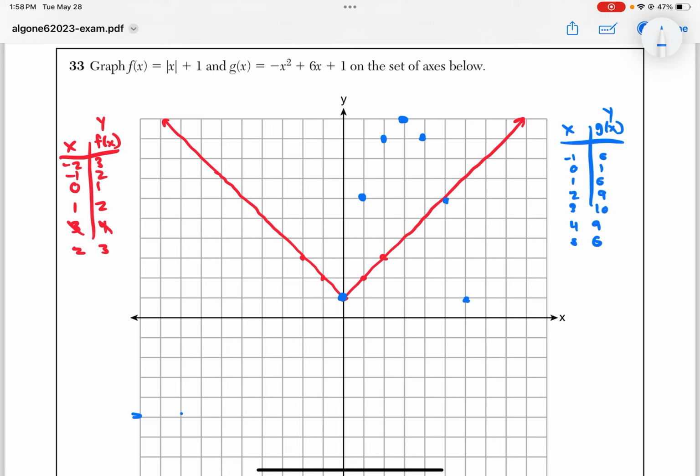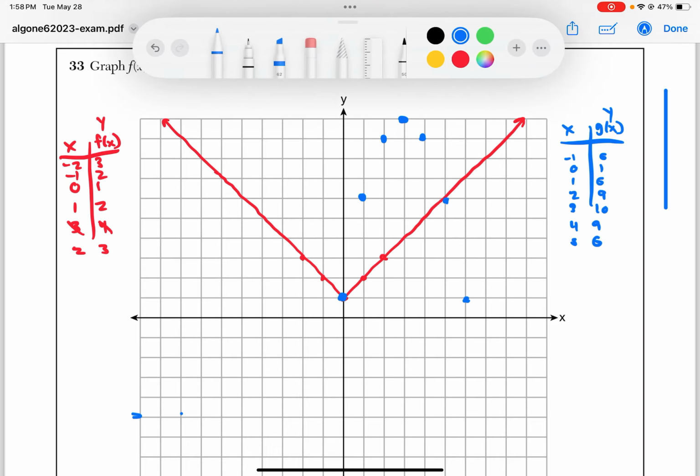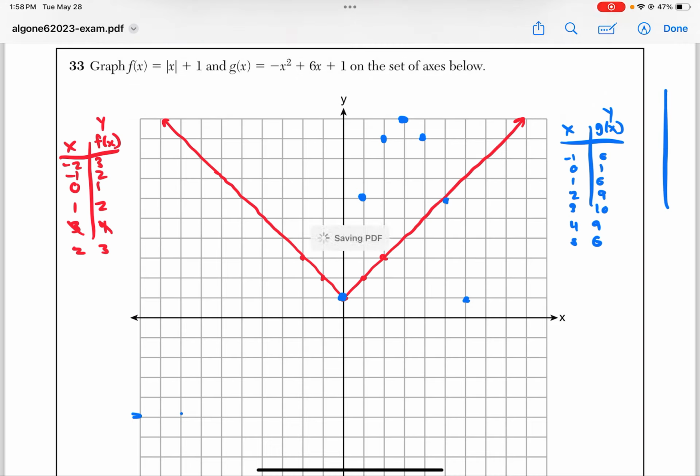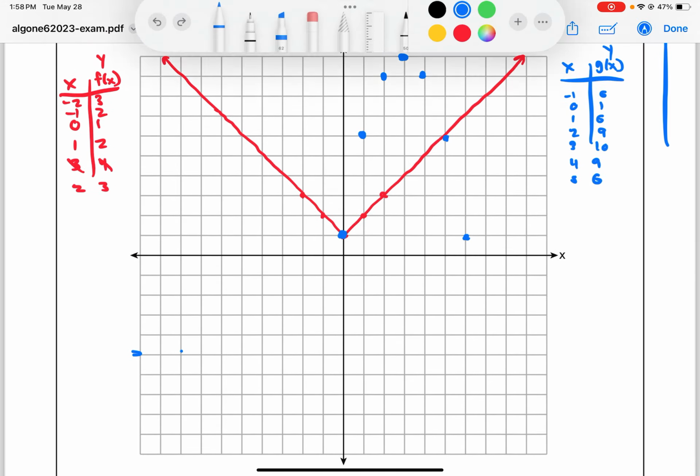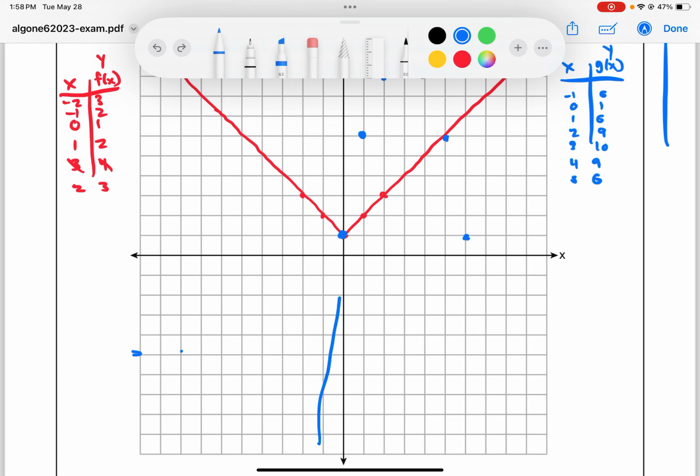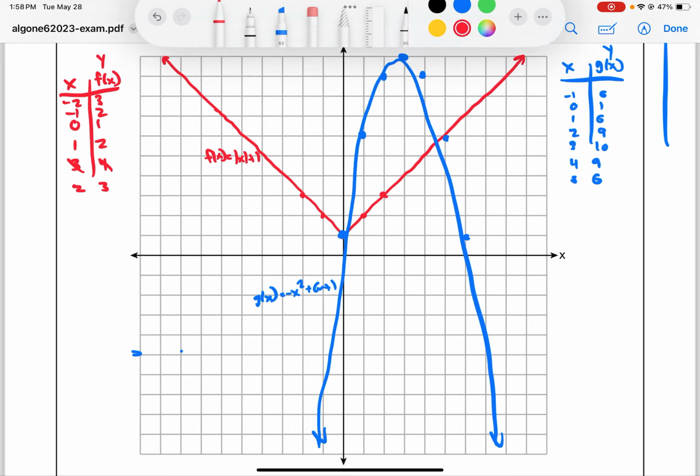So, okay, undo, turn the pen off, scroll down a little bit so we can really get this full shape. Not going to be perfect. I am going to draw arrows, and I'm going to label both of my functions. So negative x squared plus 6x plus 1, and this was f of x equals absolute value of x plus 1. Graphing's done.